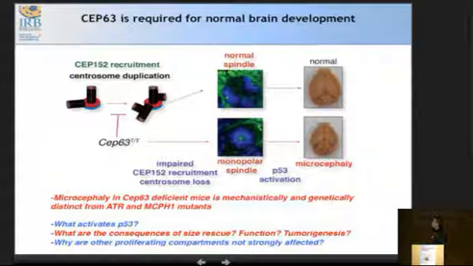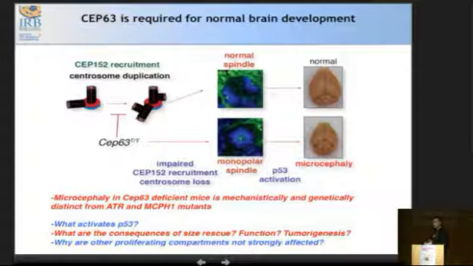mechanism. So our model is that recruitment of CEP152 by CEP63 is, for a reason we still don't understand, critically important in the stem and progenitor population in developing brain. Loss of CEP63 function gives you centrosome loss, monopolar spindles, and drives microcephaly through P53. And this is genetically and mechanistically distinct from other models that we characterized, such as the ATR mutants and the MCPH1 mutants. And we're now trying to understand what activates P53.